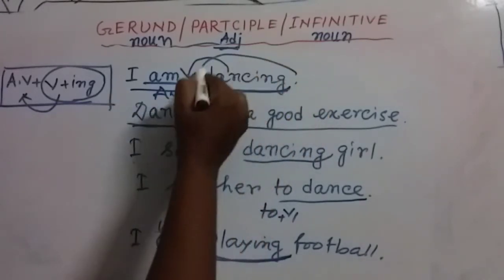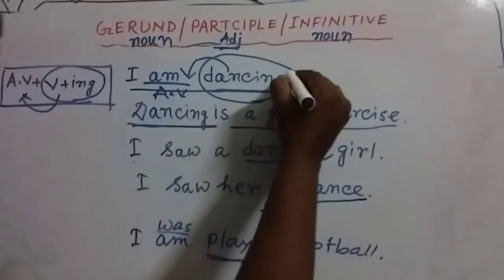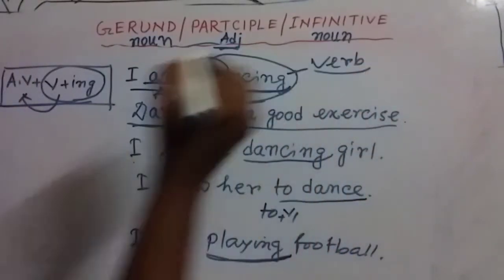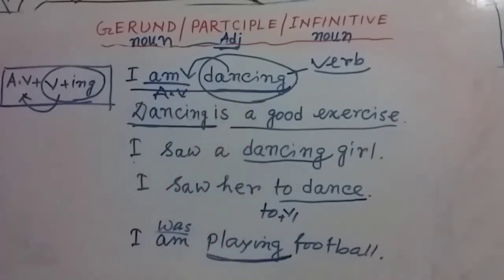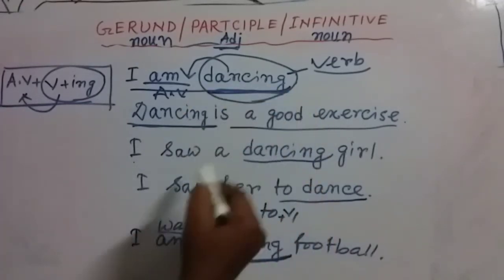So this term we cannot call a gerund or a participle or an infinitive. Nothing can be called. It is purely a verb, a continuous verb. I just informed you of this because we have to differentiate these ing forms from the others.